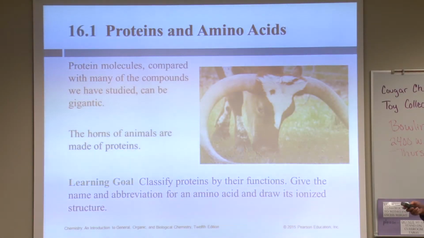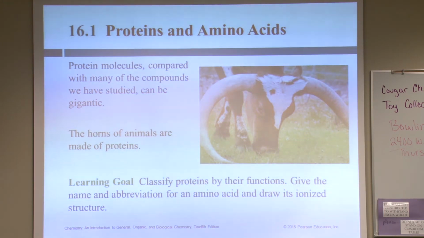Proteins are big molecules. They are polymers. Polymers are big, large molecules made up of small units. These building blocks of polymers are called monomers. So proteins are polymers, and the monomers, the basic units that make up proteins, are amino acids. You can see the example here: the horns of animals are proteins.